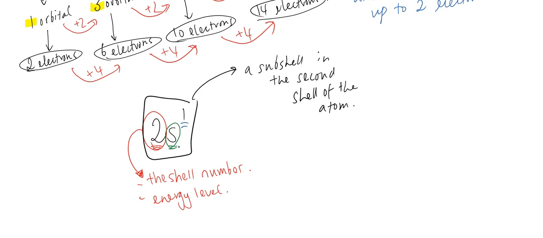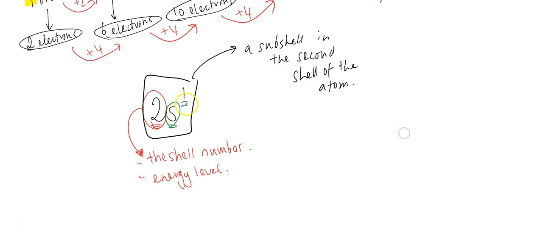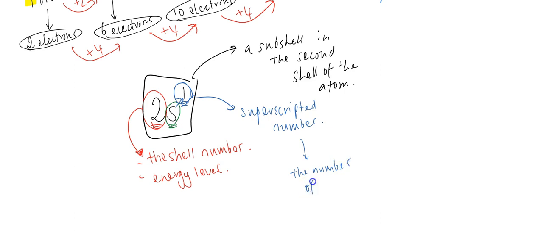The S is the type of subshell. We've just looked at the 4 different types of subshells, so that's easy. And this little superscripted number here, superscript meaning a number that is in a smaller font and at the top right of the previous normal character. So it's at the top right of S, and that's superscripted to S. The superscripted number tells us the number of electrons in that subshell.